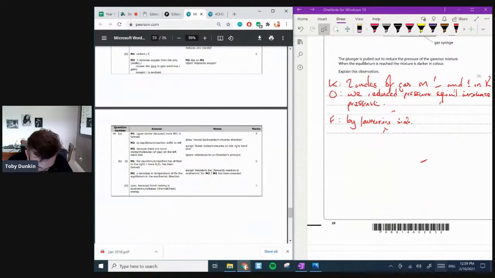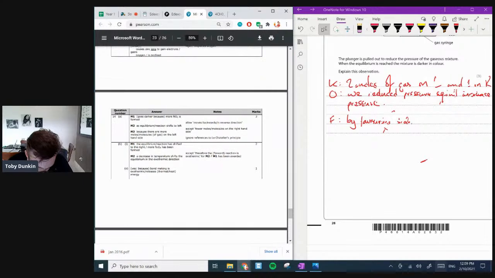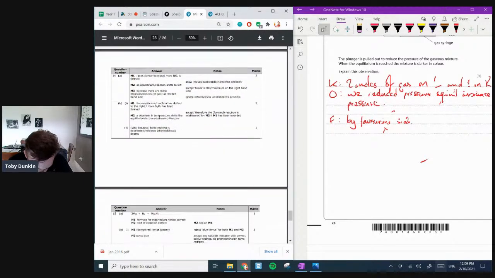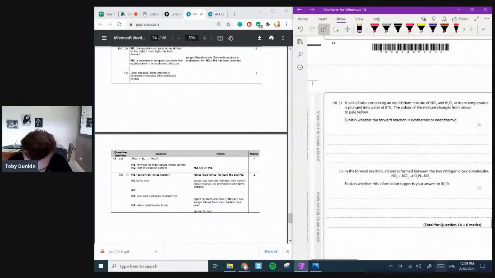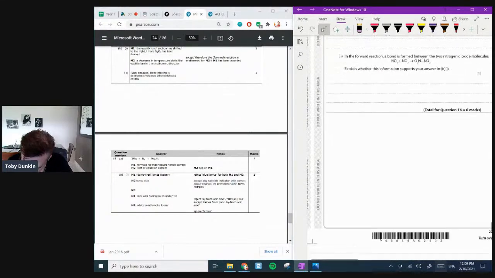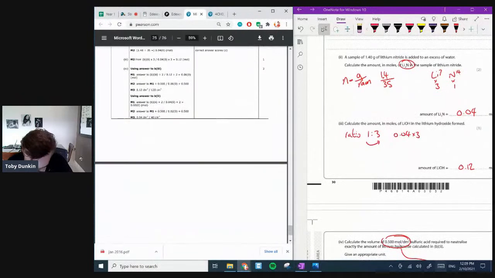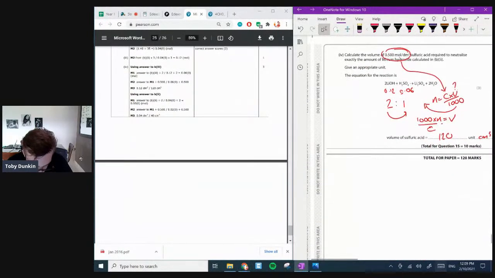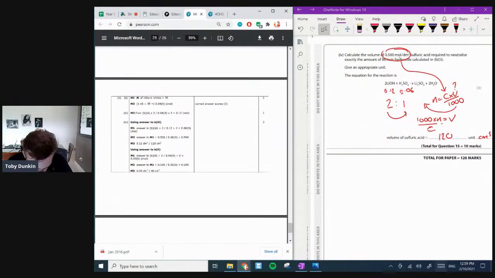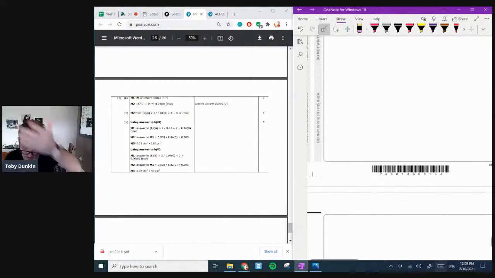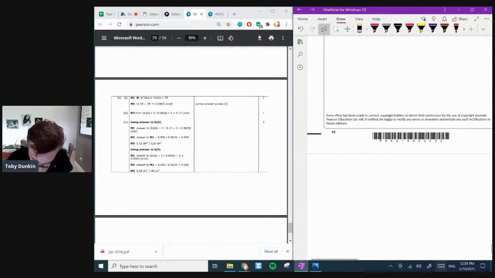Darker. More NO2 is formed. Equilibrium shifts left because there are more moles. It's all good. White smoke formed. Yeah, I'm happy with all this. 120. There we go for M3. Cool. And that's the end of the paper.